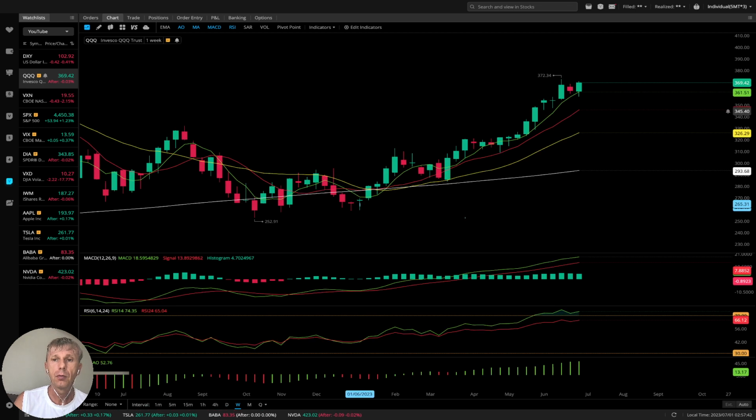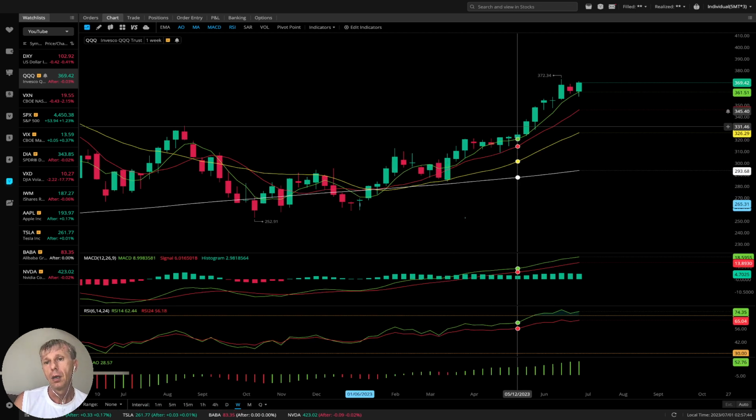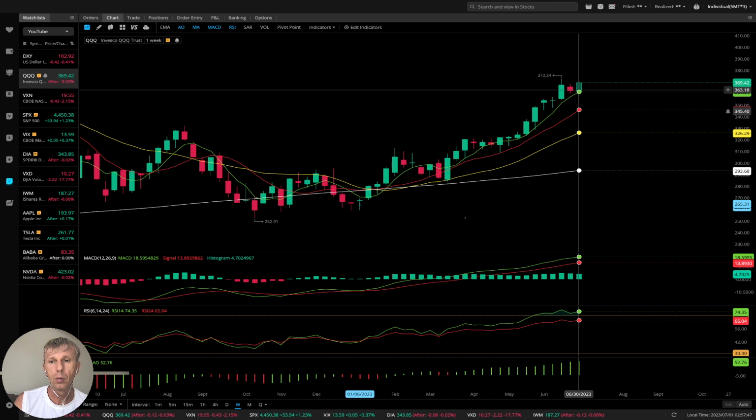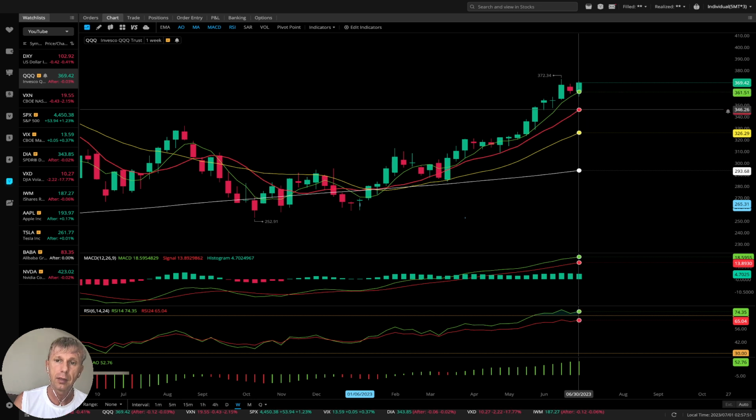Weekly time frame. Last bar still above all moving averages, bullish trend. It is disconnected from 10 and 20.